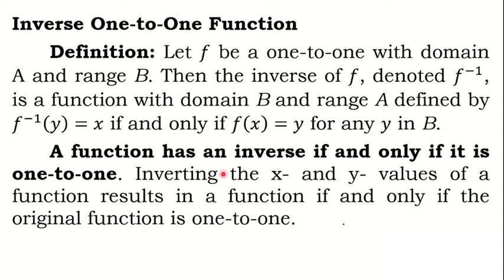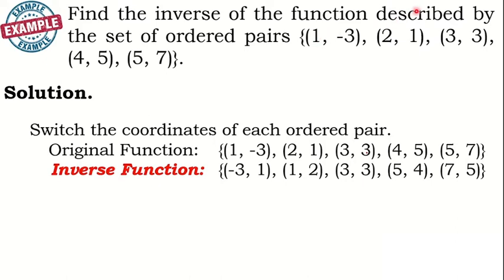A function has an inverse if and only if it is one-to-one. You can inverse only if our function is a one-to-one correspondence. Inverting the x and y values of a function results in a function if and only if the original function is one-to-one. Find the inverse of the function described by the set of ordered pairs: 1, negative 3; 2, 1; 3, 3; 4, 5; 5, 7. We have ordered pairs here.